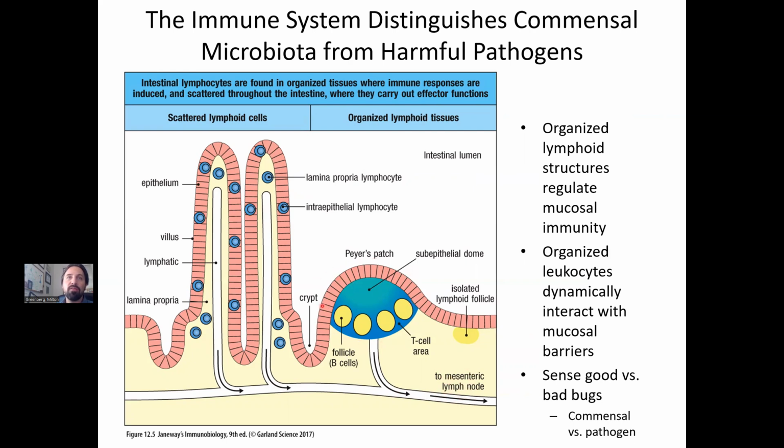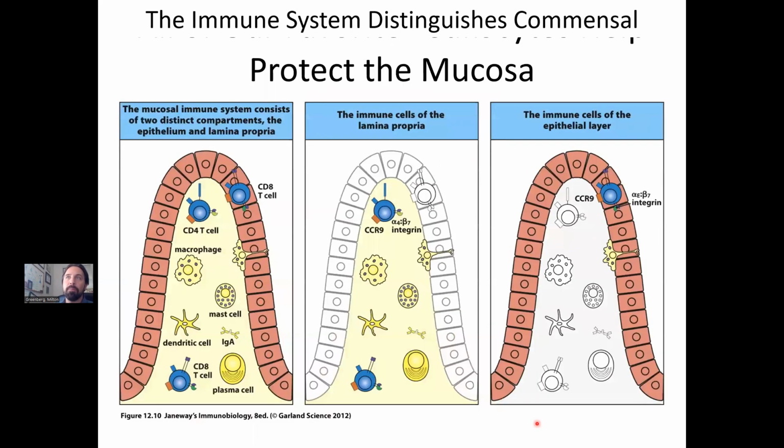We have organized lymphoid structures like these Peyer's patches. These Peyer's patches will help organize T cells and B cells into their respective areas, so you can have this nice concerted and highly regulated activation of B cells and T cells. And this way the B cells and T cells don't have to migrate very far. But we also have the mesenteric lymph node that is a short distance away as well. So these organized lymphoid structures help regulate the commensal immunity. Organized lymphocytes will dynamically interact with these mucosal barriers to help protect us from bad bugs.